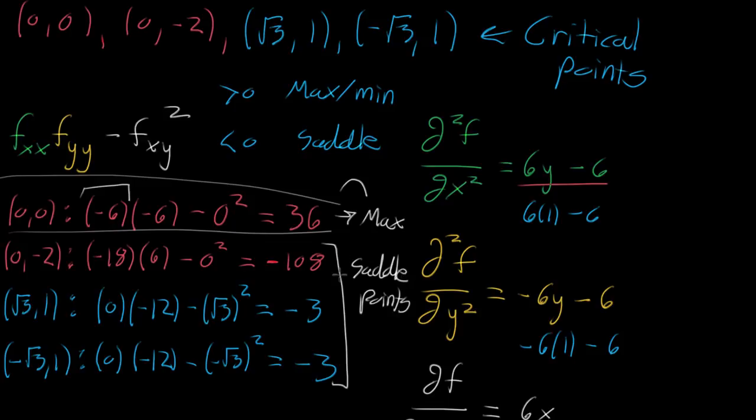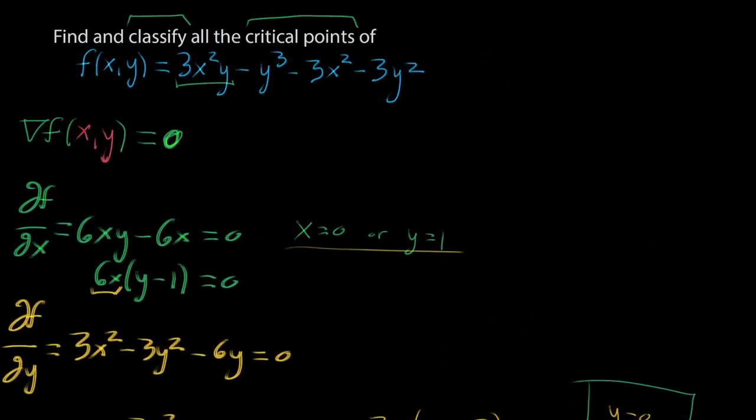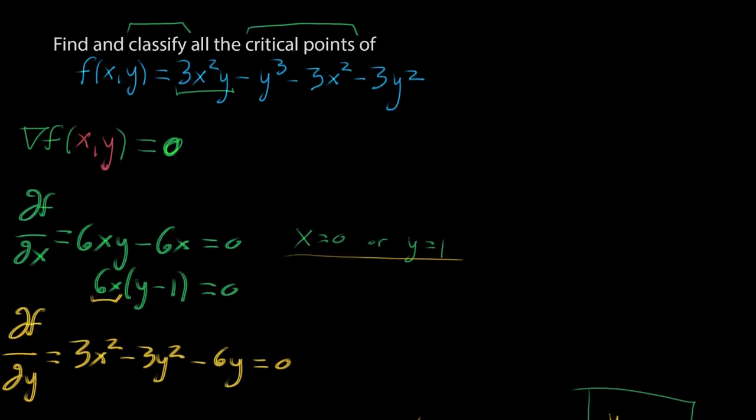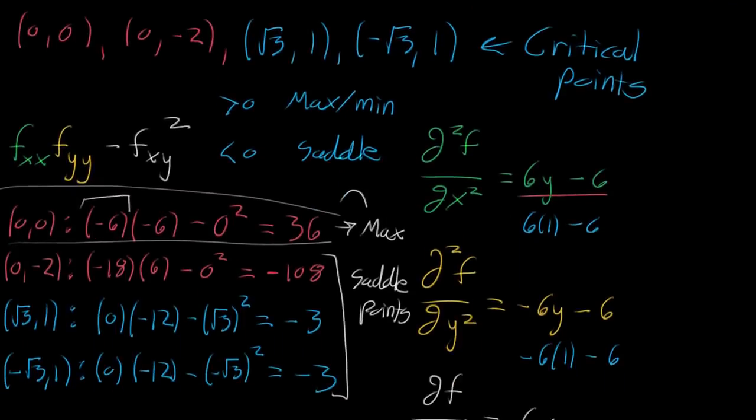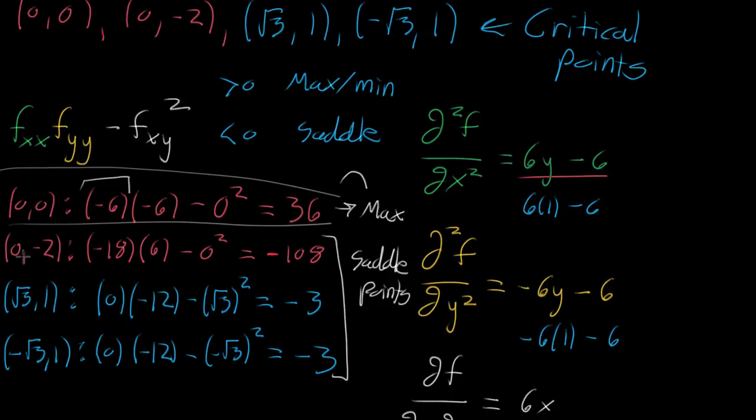So the answer to the original question, to find and classify the critical points, is that we found 4 different critical points: 0, 0; 0, negative 2; square root of 3, 1; and negative square root of 3, 1. All of them are saddle points except for 0, 0, which is a local maximum. And all of that is something that we can tell without even looking at the graph of the function. And with that, I will see you next video.